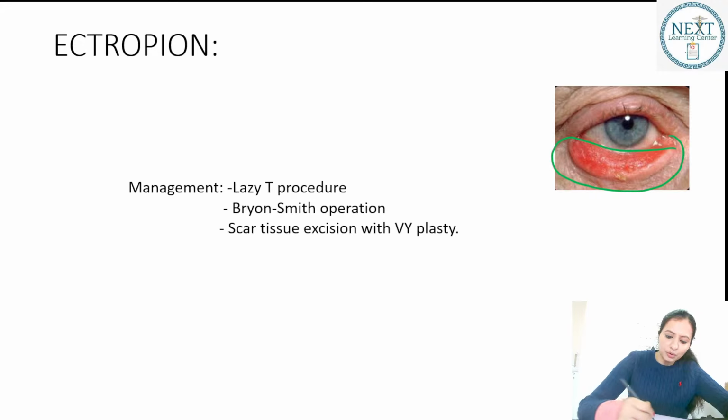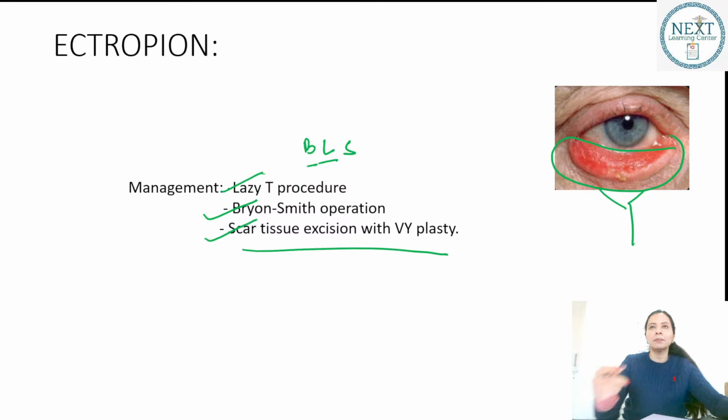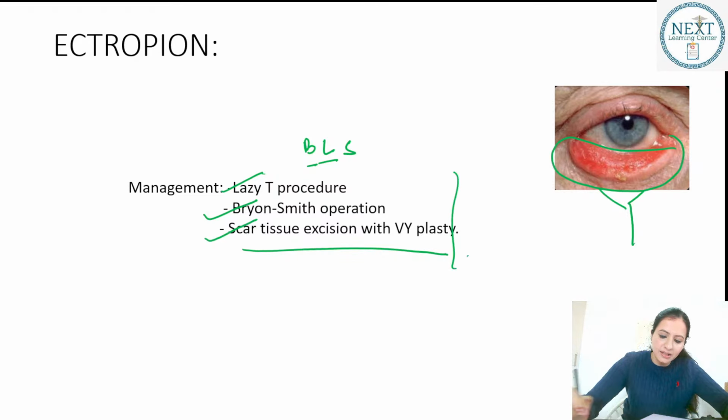What are you going to do? You are going to do BLS, basic life support: Bryan Smith operation, or lazy T procedure, or scar tissue excision, and you are going to do a VY-plasty. Sometimes there is a scar here, maybe because of trauma or any burn, that will pull the lid. When the scar heals, it will lead to fibrosis and it will pull the lid downward. So you have to excise that scar tissue and do a VY-plasty, that is BLS or basic life support.